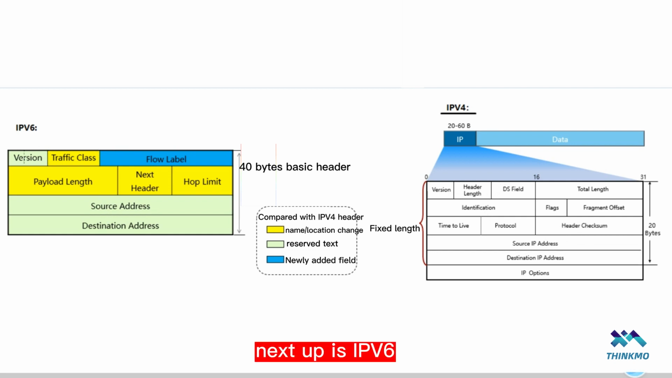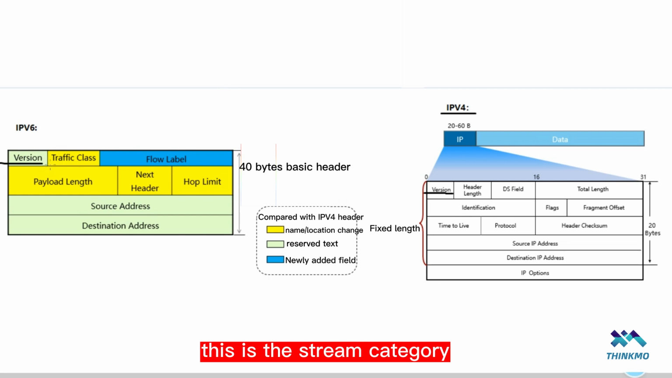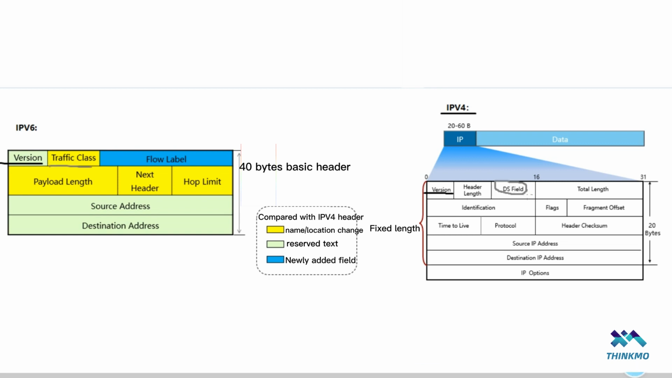Next up is IPv6. The IPv6 version is the same as this one. And then there's the traffic class, the stream category. The traffic class field is the equivalent of the DS field in the common message, also called type of service. It is the type of service field.